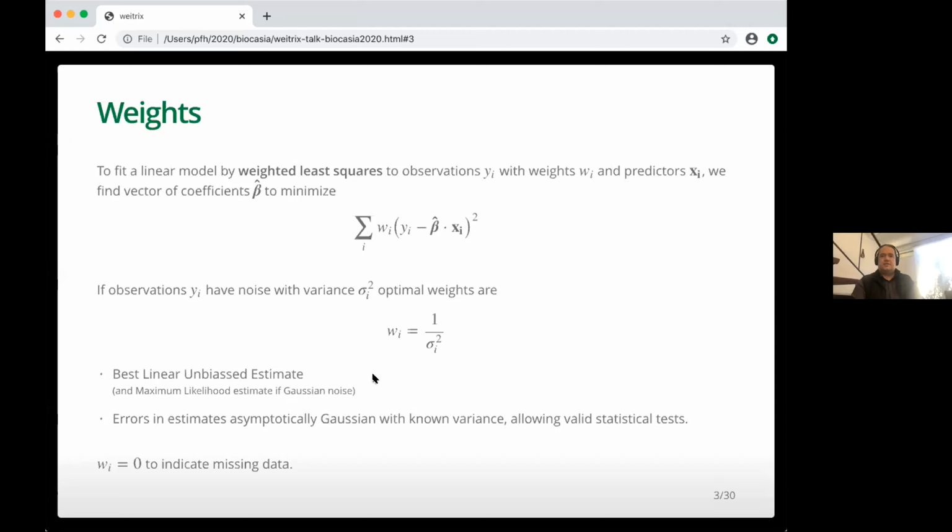And if your noise happens to be Gaussian, it'll be a maximum likelihood estimate, though that's not an assumption we need to make. Another advantage of using weights in this way is that we'll then be able to work out the variance of error in the estimates that we're making, and then we can do valid statistical tests. And finally, a weight of 0 we can use to indicate missing data. So this package will deal with missing data quite well.